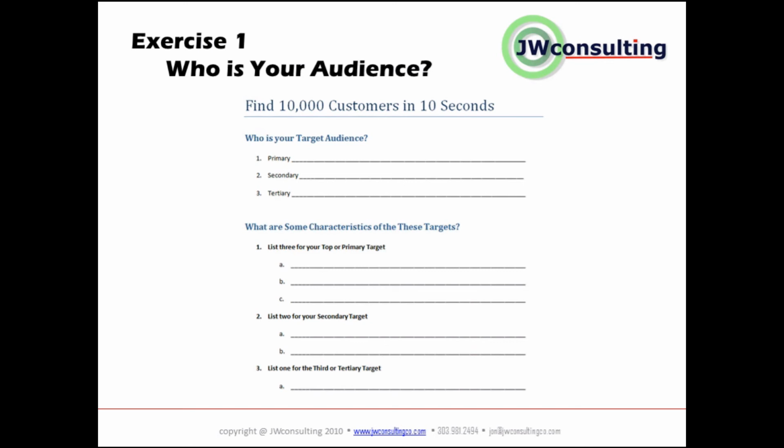Now here's some exercises that you can do on your own. Find your target audience. You've got your product and you've got what you think is going on. So, who's your target audience? Primary, secondary, and then your third or tertiary. Write down some characteristics about these people, or the group of people. Write 3 for your primary, 2 for your secondary, and 1 for your tertiary.